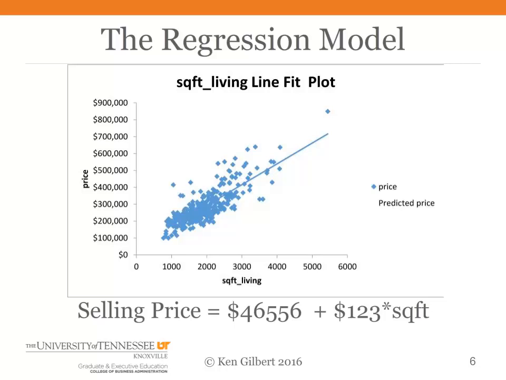And also it will give you the formula for that straight line, which says if you want to predict the price of a house, take $46,556 and add to that $123 times the number of square feet.